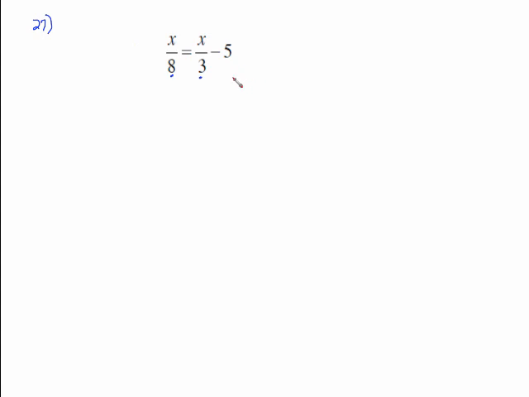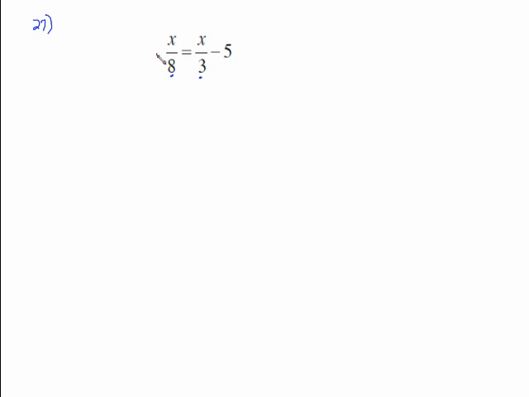and 29. When you have fractions in the equation, whether they have whole number denominators or they have variable denominators, you need to get rid of the fractions. And the way you do that is to multiply both sides by the least common denominator. The least common denominator here is 24.